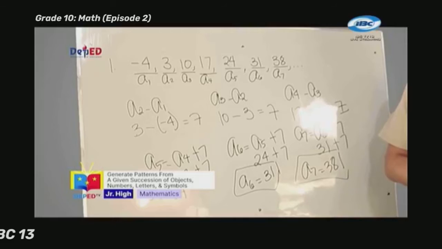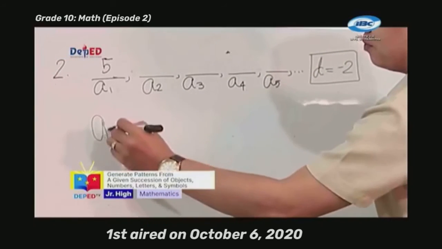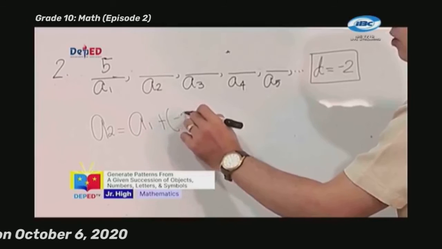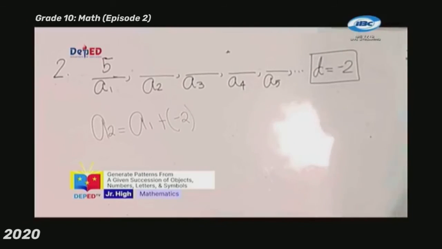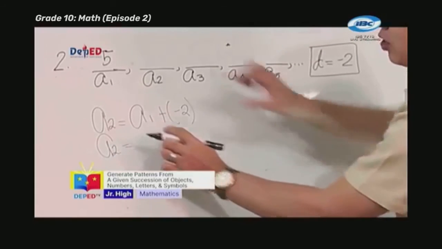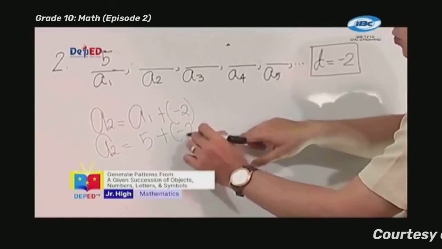Write the first 5 terms of the arithmetic sequence with 5 as the first term and with a common difference of -2. So that's a sub 2 is equal to the sum of a sub 1 plus the common difference, which is -2. Moving on, a sub 2 is equal to the first term, which is 5, plus -2.